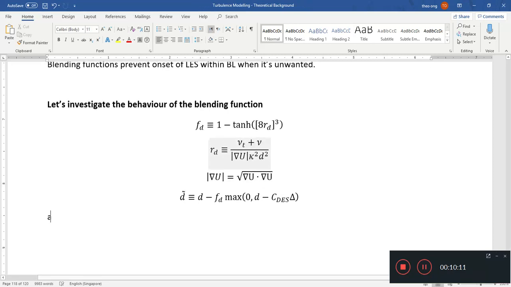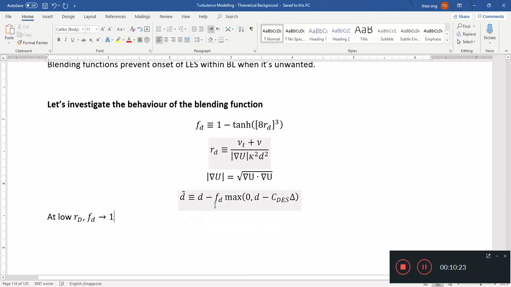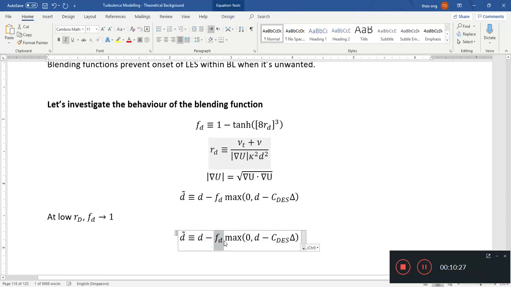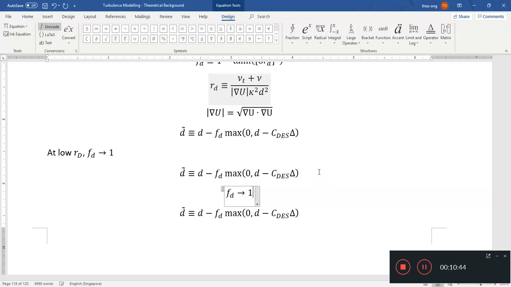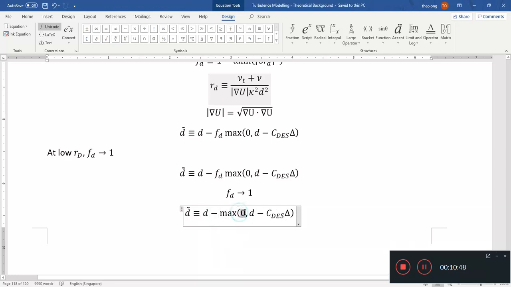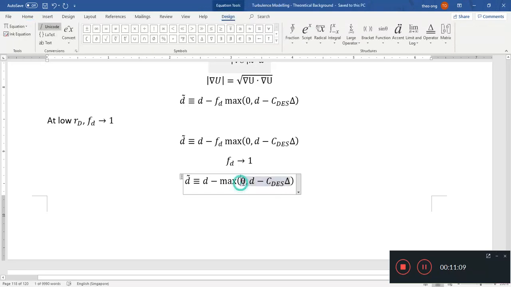So that means we can say at low RD, FD tends to 1. When FD tends to 1, then what do we have? We will have this behavior. And what is the max of 0 and d minus c DES delta? What this max function does is just prevent this function from going below 0. So it will take this value except when this is negative.